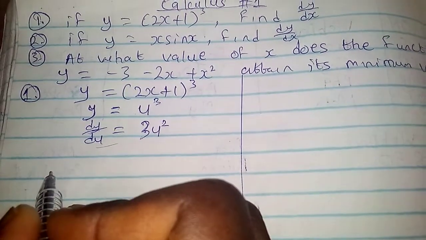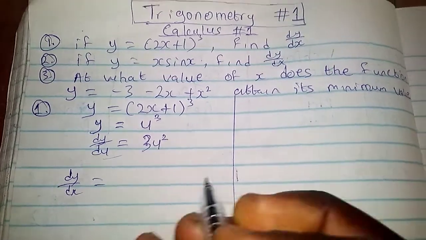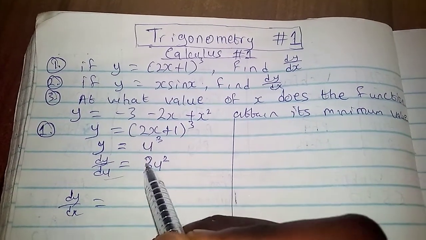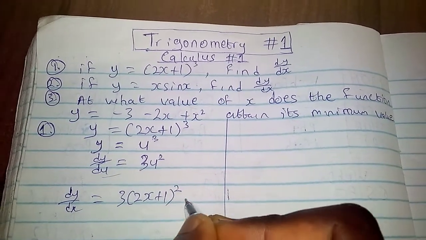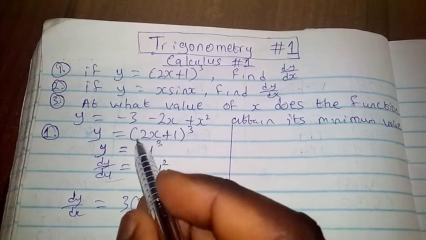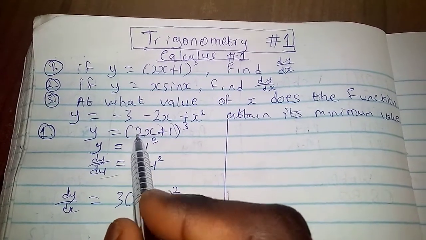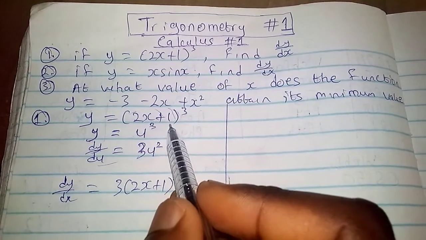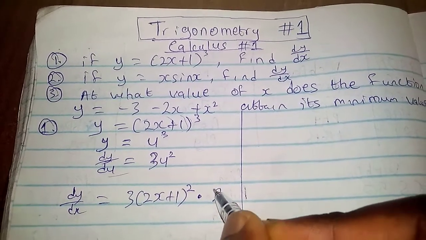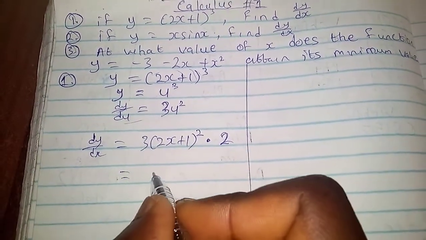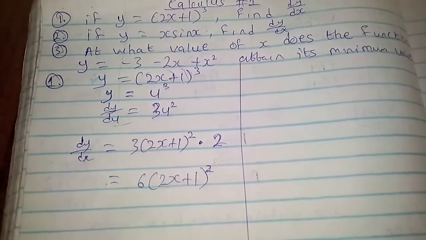First thing that you need to do to make it easier and be fast is to write your dy/dx is equal to, assuming this one to be u, if you differentiate it, 3u squared. So that's 3 into bracket 2x + 1 squared, multiplied by the derivative of the inside. The differentiation of 2x + 1 is 2. So multiply it by 2, which means our final answer will be 6 into bracket 2x + 1 raised to power 2. So that's all for the first question.